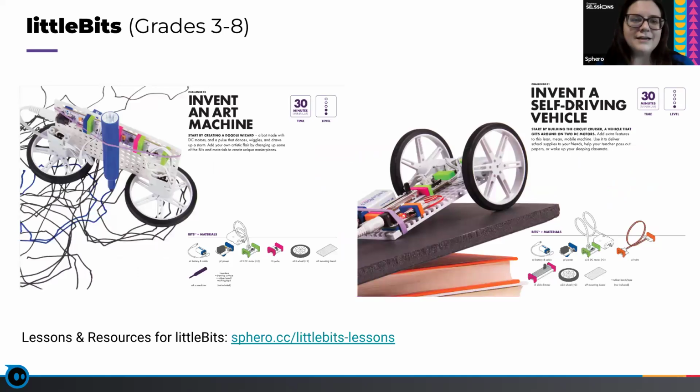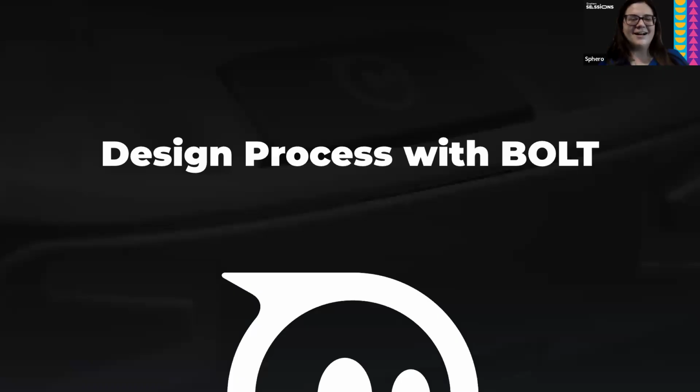So with that, I will hand it over. Oh, one more slide. Why do I keep forgetting I put a third slide on these? These are two examples of using the engineering design process within the Little Bits kit. These are both included in the educator guide if you have that as part of your kit. The first one is to invent an art machine, and the second one is to invent a self-driving vehicle. So if you have Little Bits and you're looking for activities to do, go to your educator guide and you'll find these two activities. So now I will hand it over to Brad to talk about the design process with Bolt and Rover Plus.